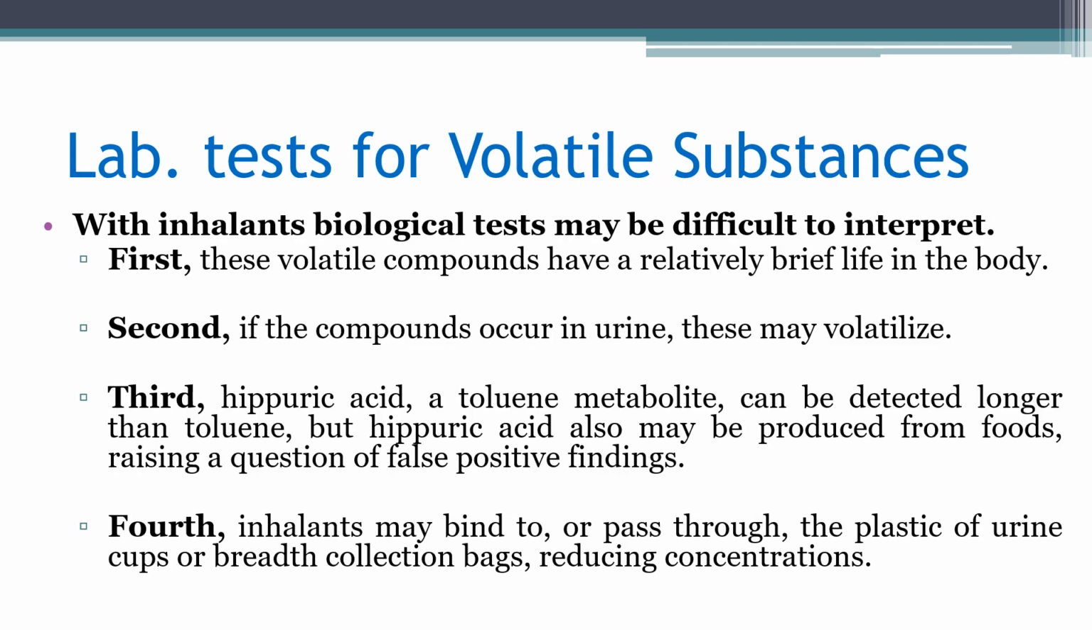For volatile substances, it is very difficult to assess in the lab, because the compound has a relatively brief life, a very short life. The compound occurs in urine and may volatilize in the urine while taking the sample, during storage or transportation. Hippuric acid, a toluene metabolite, can be detected longer than toluene, but hippuric acid can also be produced from food, raising a question of false positive test. The fourth one is inhalants may bind to the plastic of urine cups or breath collection bags, reducing the concentration and giving a false negative test.